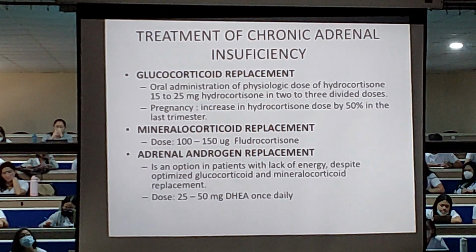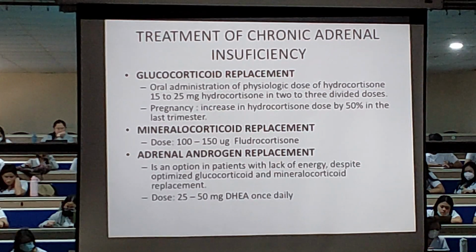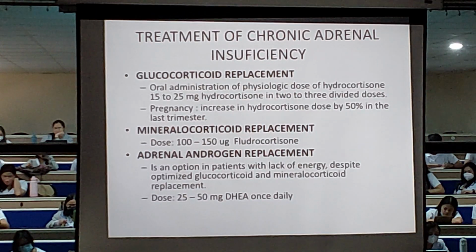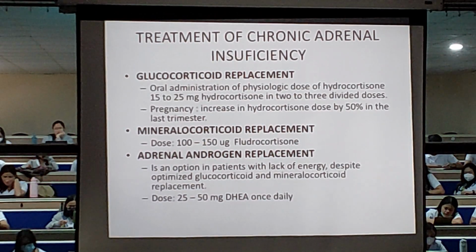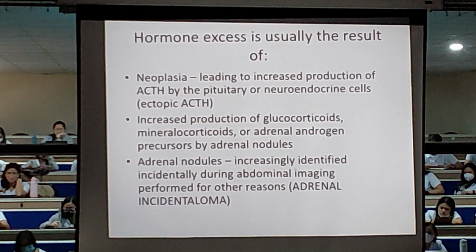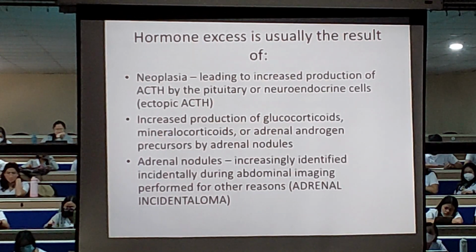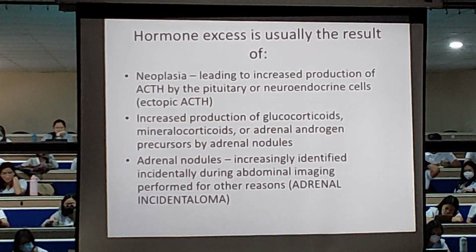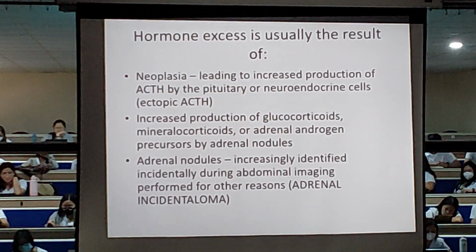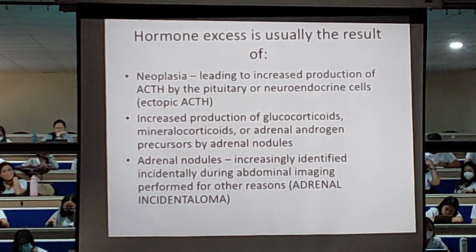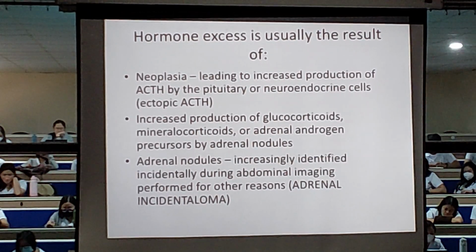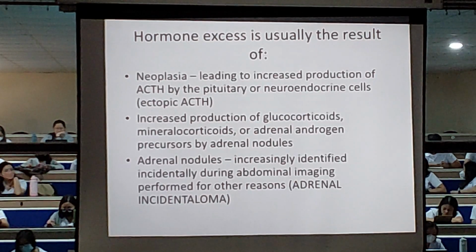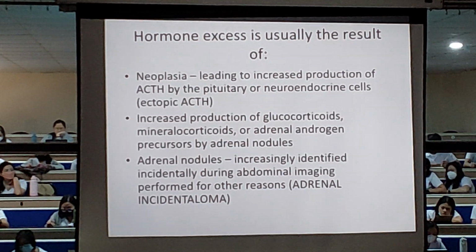So this is the treatment of chronic adrenal insufficiency. You need to give glucocorticoid, mineralocorticoid, and adrenal androgen replacement. Let's now go into hormone excess. There are three adrenal conditions associated with hormone excess: one is Cushing syndrome, the other is primary hyperaldosteronism, and the third is pheochromocytoma.